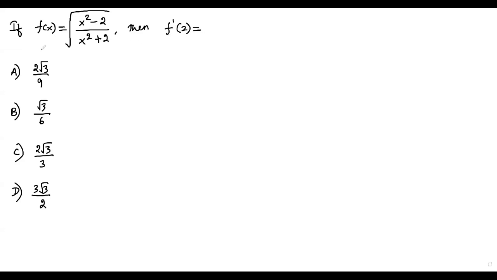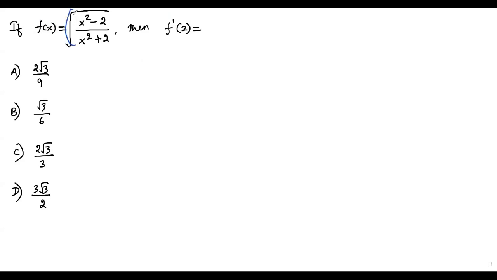Okay, here we have the function f of x and we have to evaluate the first derivative, that is f prime of x at x equals 2. Now to get the value of f prime of 2, first we need f prime of x, that is the first derivative of the given function f of x.